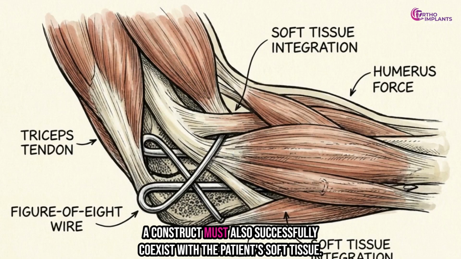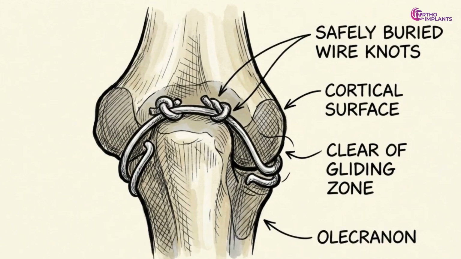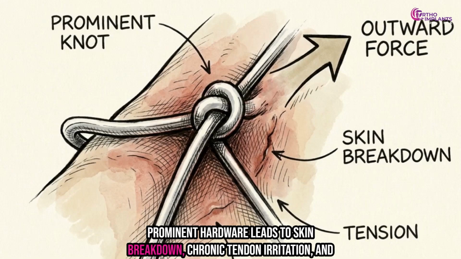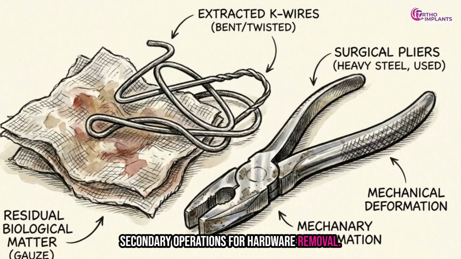A construct must also successfully coexist with the patient's soft tissue. The wire ends are bent flush, buried, and directed away from the tendon gliding zones highlighted here in red. Prominent hardware leads to skin breakdown, chronic tendon irritation, and secondary operations for hardware removal.